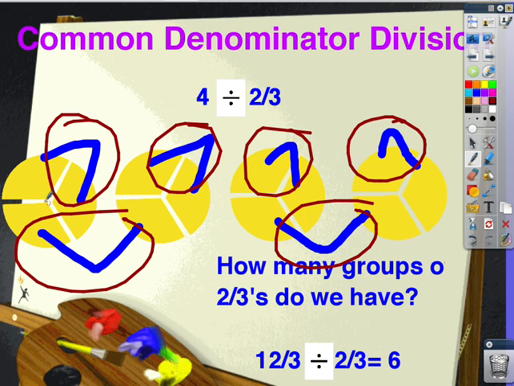We could also have looked and said, you know what, we have 1, 2, 3, 4, 5, 6, 7, 8, 9, 10, 11, 12 thirds, with 12 equal sections, and we're dividing them by 2/3, and we got 6.